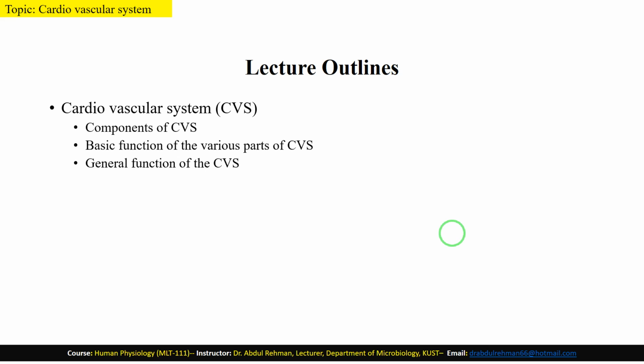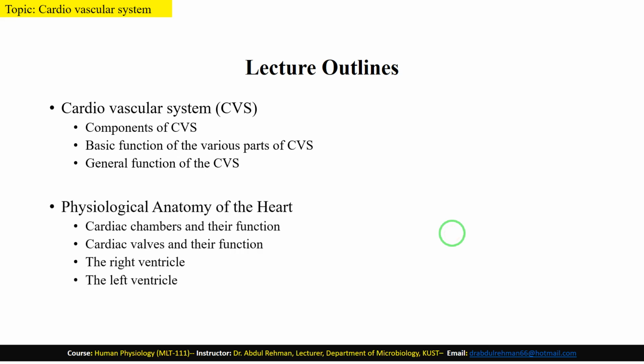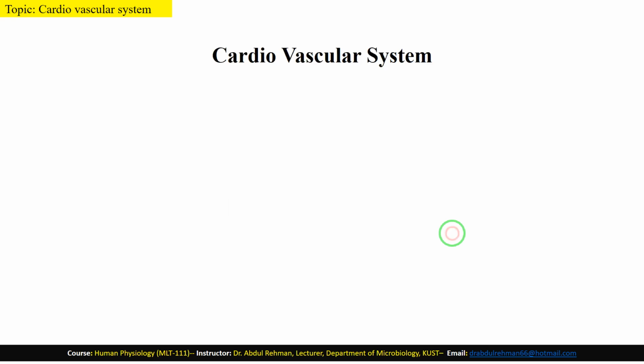After this, we will discuss the physiological anatomy of the heart, which is the principal organ of the cardiovascular system. It contains different chambers and walls. So we will discuss the different chambers and walls in detail with their basic function. And after this, we will discuss the function and structure of the right and left ventricle. Let's start our lecture. Cardiovascular system.